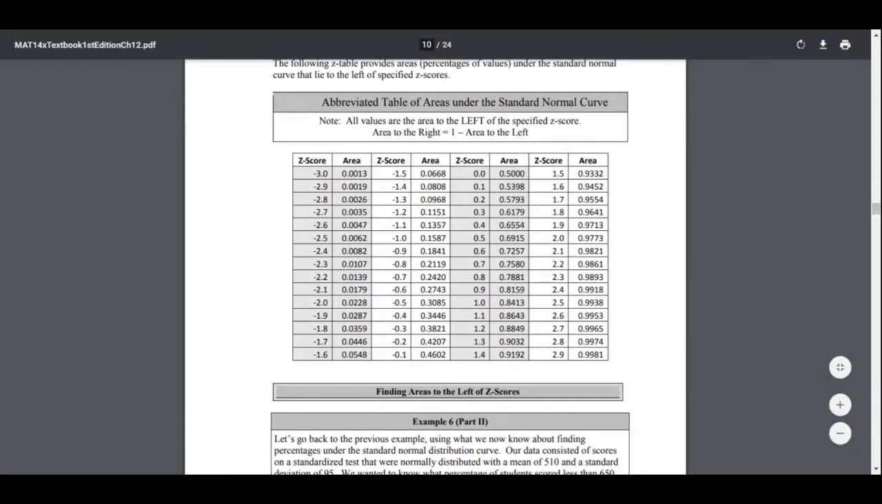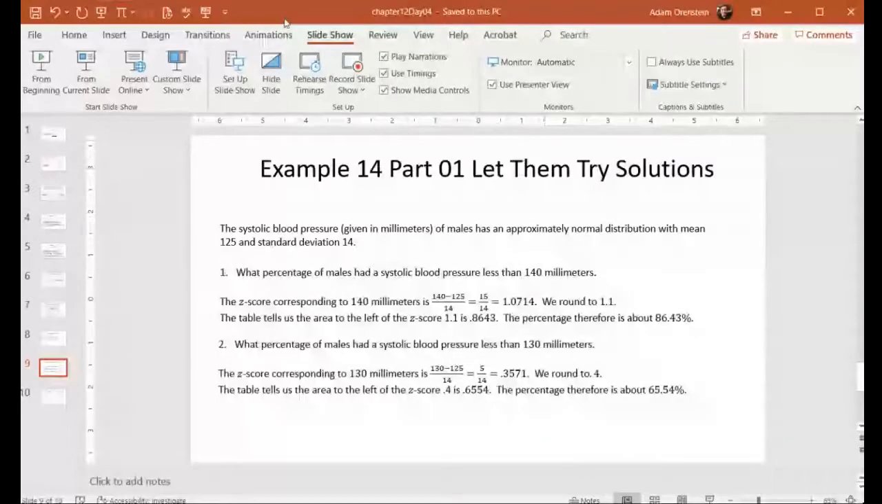0.8643. Okay, so 0.8643. Let me get back to the notes. There it comes. There it goes. Okay. So for 0.8643 we got, that's what the entry in the table is. Okay, so that's the area to the left of that z-score.